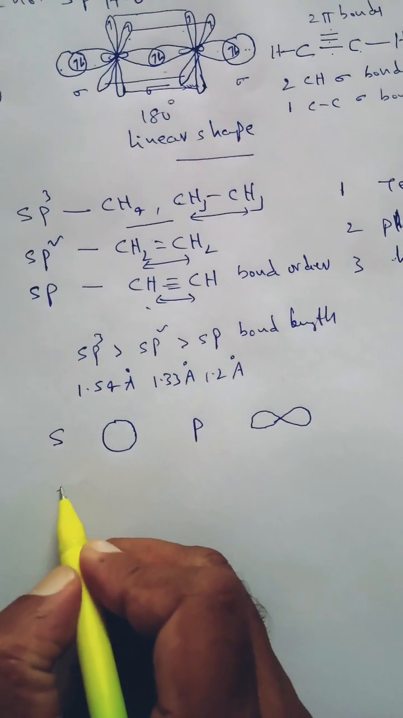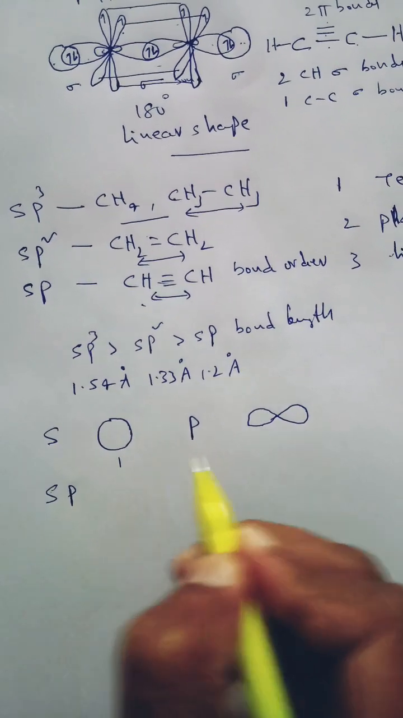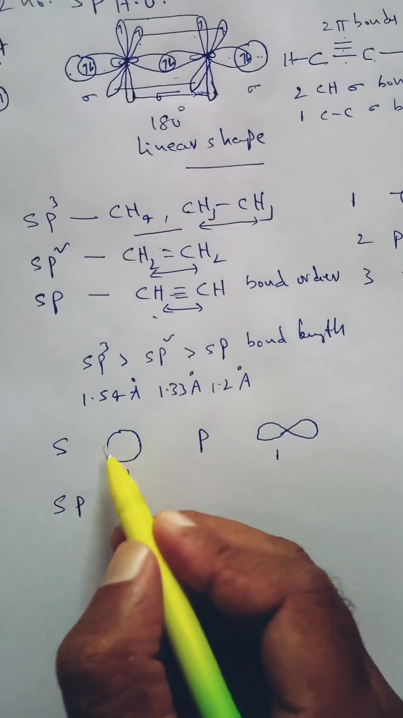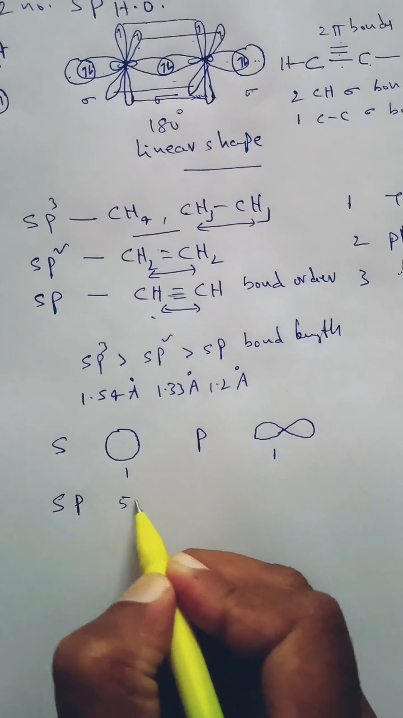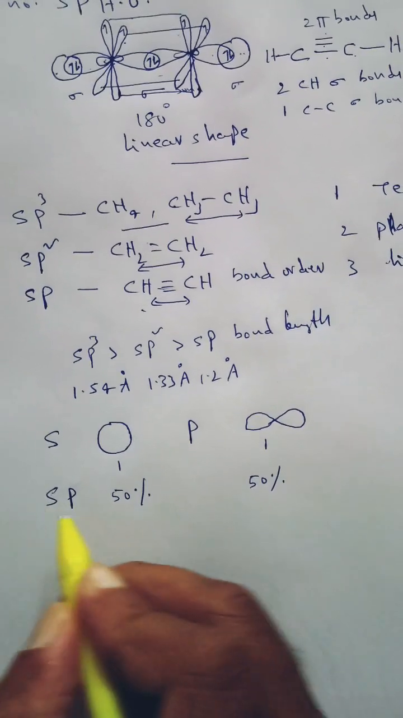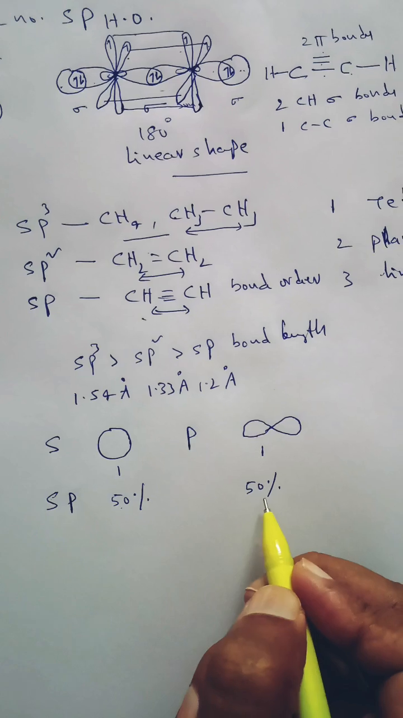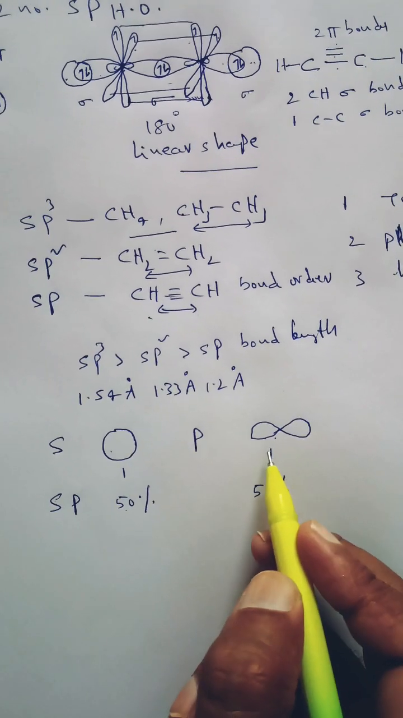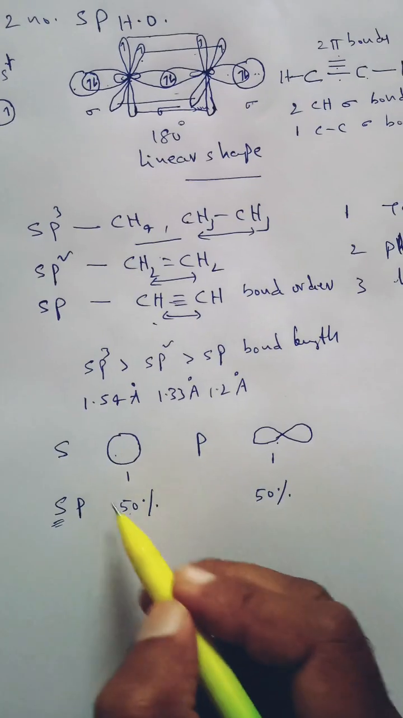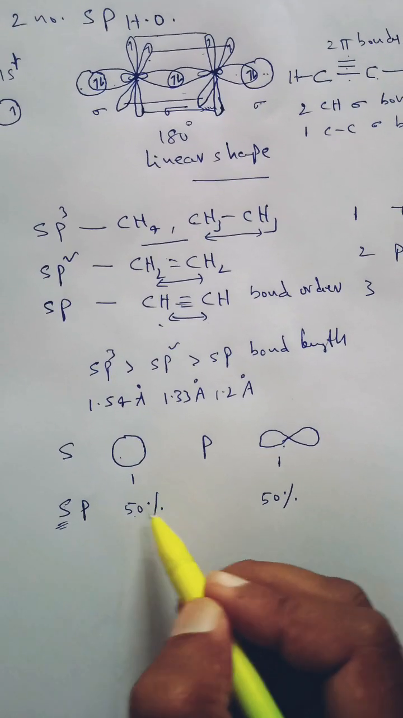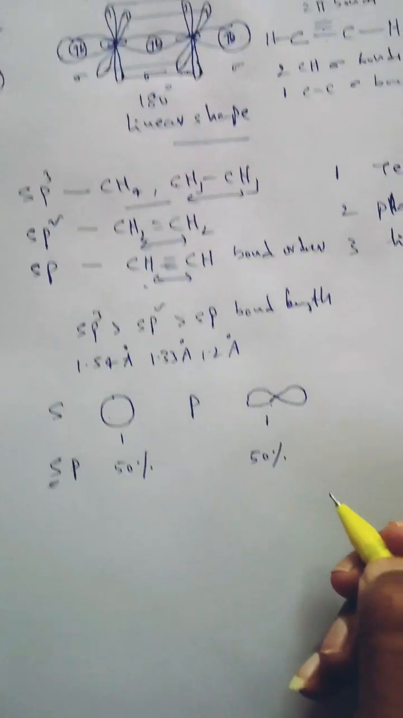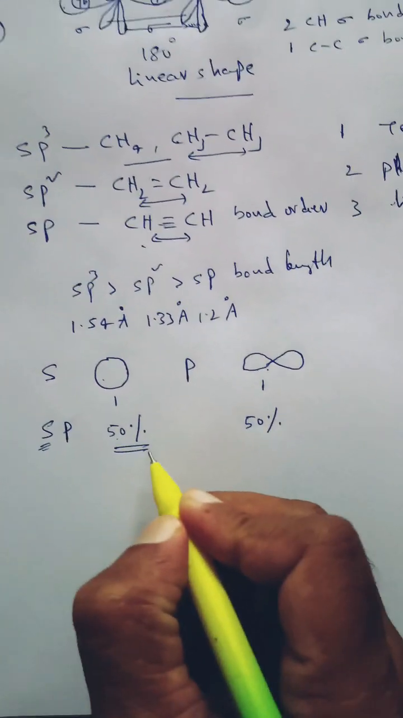So in the case of sp, that means this is one orbital, this is one orbital. That means the s orbital percentage is 50%, the p orbital percentage is 50%. So here it is 50%, 50%, 1:1. This s character means round shape, so that is called s character, and in sp it is 50%.